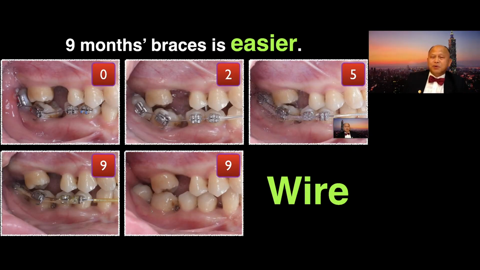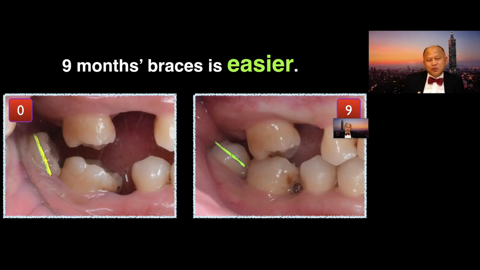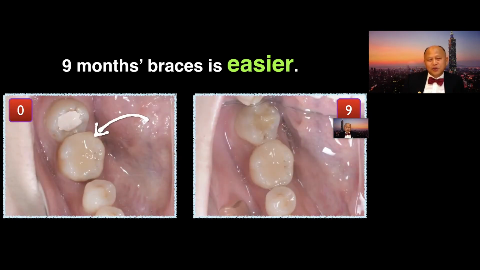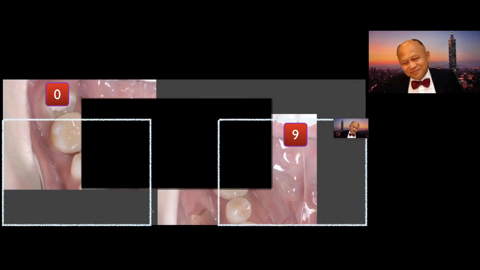So 9 months of braces is easier because this wire is so powerful to upright and finally close the space. And look at how much we uprighted the third molar, and we also closed the space as well. 9 months of braces is easier. And then it's ready for the aligner to take over this case. It would be very hard with aligner only.